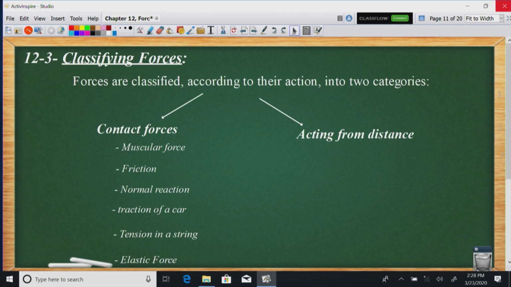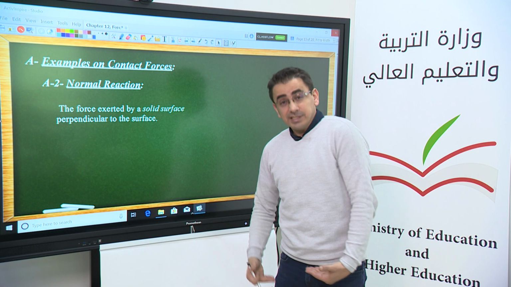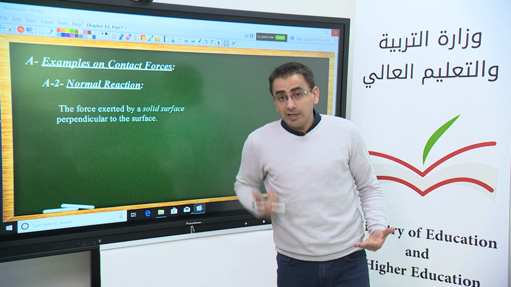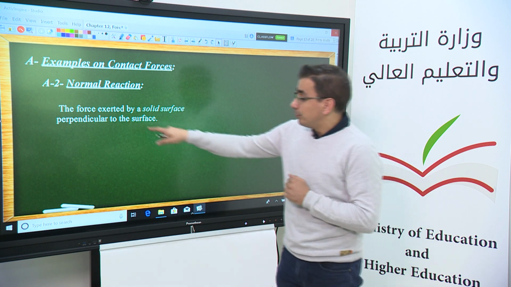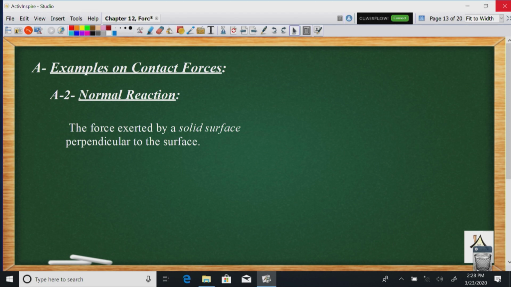Now, another force is the normal reaction. What is the normal reaction? Place an object on a solid surface. That solid surface might break. Sometimes it doesn't. Most of the times it doesn't. I'm standing on the floor right now. The floor isn't breaking under my body. Why? Simply because the floor is pushing against me. So since the floor is holding me, we call that force the force exerted by a solid surface perpendicular to the surface.